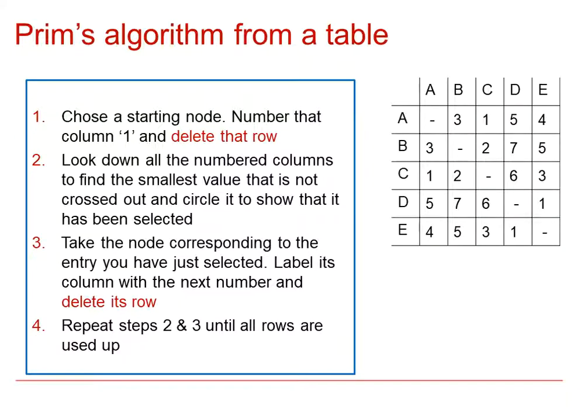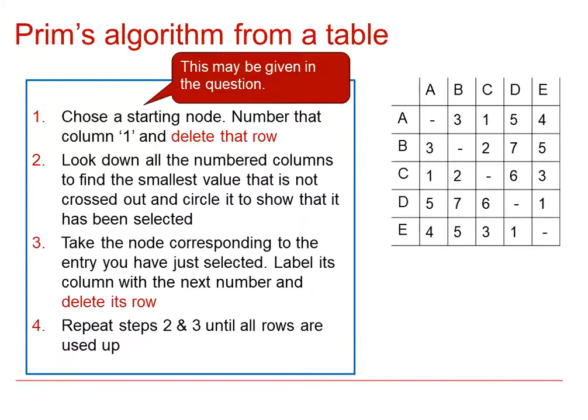So here we have our tabulated form of the network with nodes A, B, C, D, E. We choose a starting node, we number the column 1 and delete that row. We look down all the numbered columns to find the smallest value that is not crossed out and circle it to show that it is now being selected. Take the node corresponding to the entry you have just selected, label its column with the next number and delete its row. Repeat steps 2 and 3 until all the rows are used up.